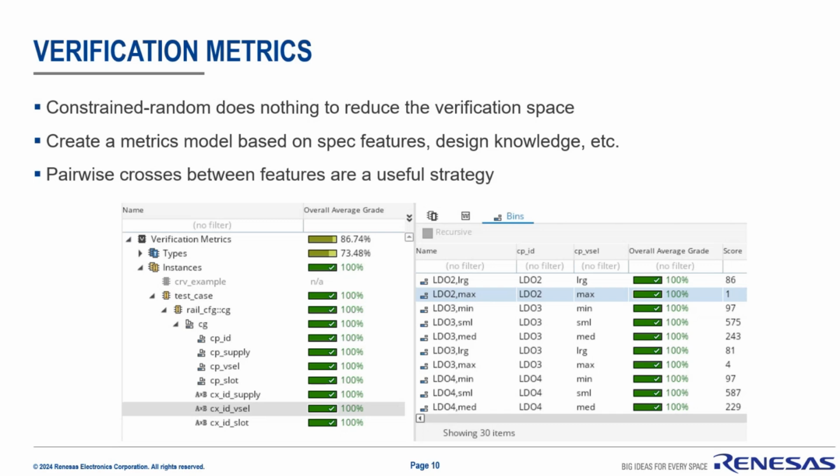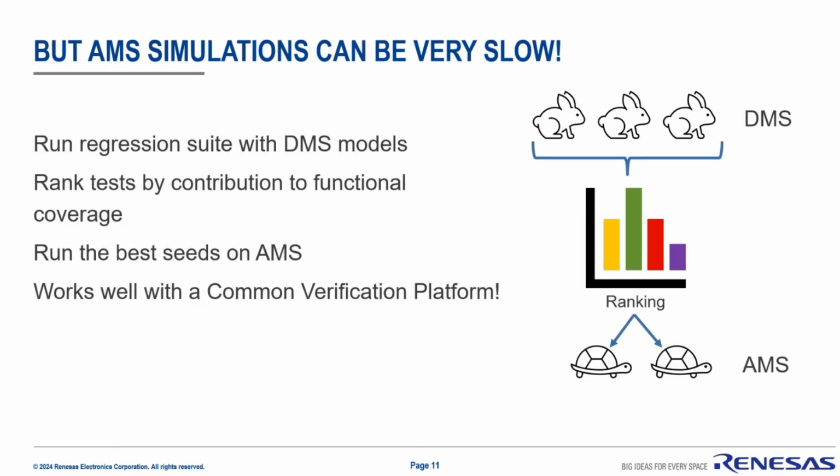Another thing you can think about is that pairwise crosses between features is a useful strategy to have in general. So you've got multiple things going on in your system or your subsystem. It's good to cross activity between combinations of pairs, because it's statistically likely that you'll get bugs when you've got two things interacting.